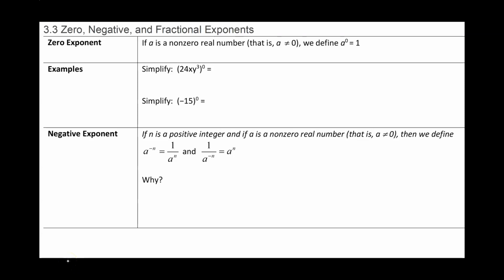In section 3.3, we will talk about zero, negative, and fractional exponents. So let's take an example of a zero exponent. If a is any non-zero real number, then we define a to the zero power equals 1. In other words, anything to the zero power is always 1. So this is equal to 1, and this is equal to 1. So that's the easy case.